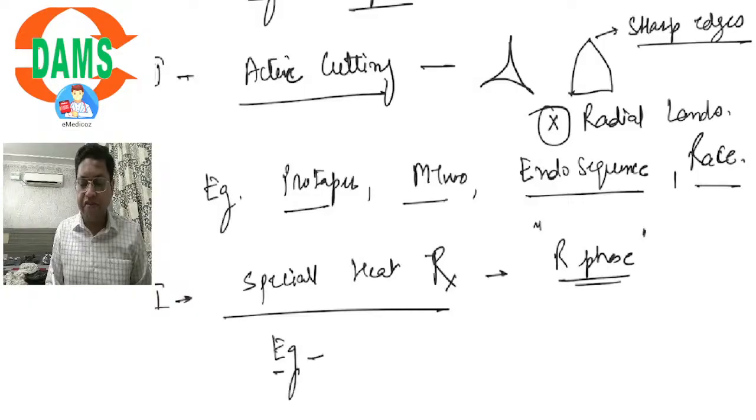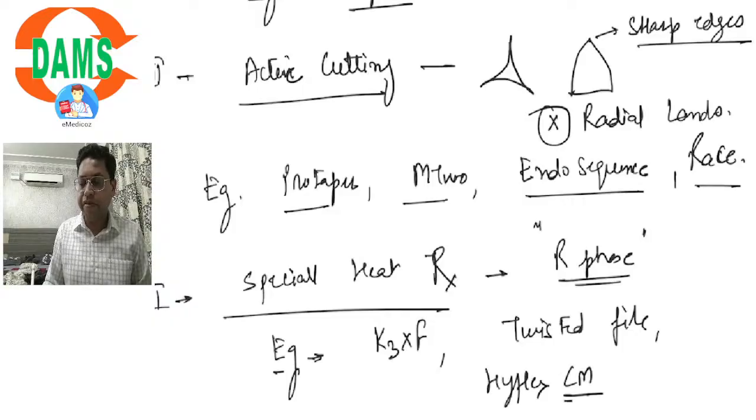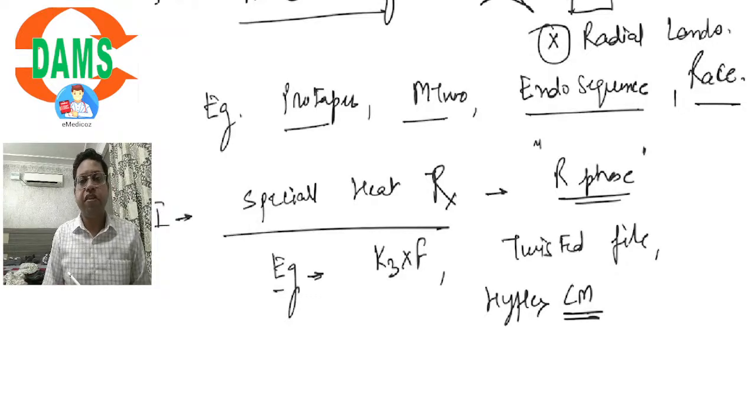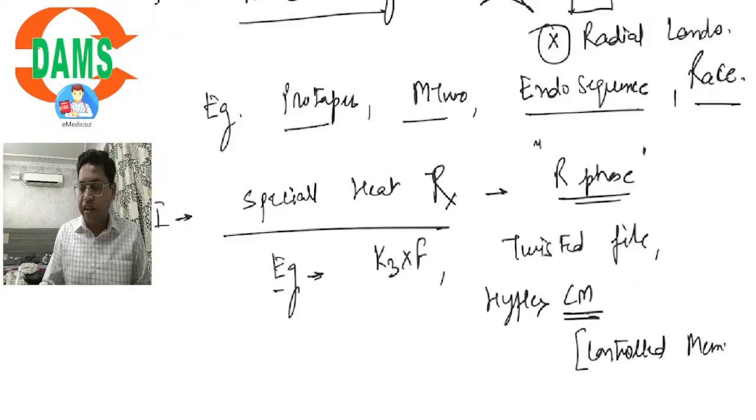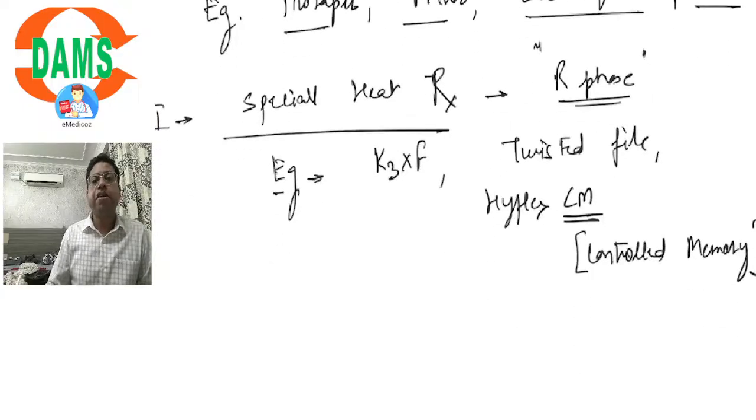Examples of instruments which can be called the third generation of nickel titanium instruments are K3XF, Twisted File, HyFlex CM. CM is the abbreviation that means controlled memory. Because of the special heat treatment given to this generation of instruments, they have got enhanced properties, like more fracture resistance, more flexibility, better cutting efficiency as compared to regular nickel titanium instruments.